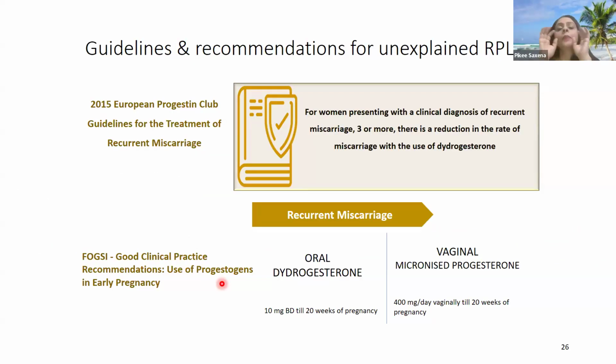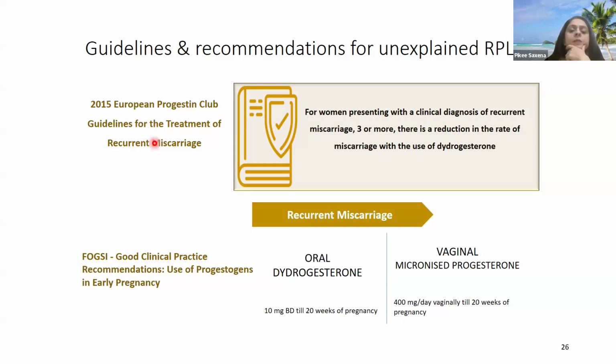So now we come to the biggest chunk, unexplained RPL. How to treat them? Should we give progestogen? Should we put a cervical cerclage? Should we give enoxaparin? Should we give IgG to them? Lead therapy? What is to be done? There is so much confusion. So the most important evidence is for progestogens.